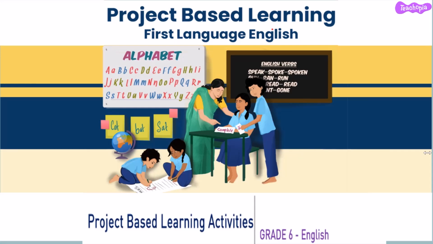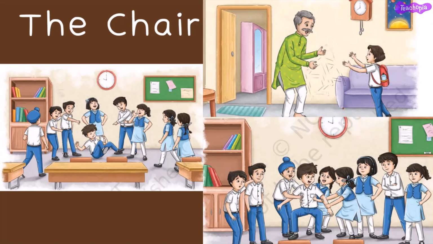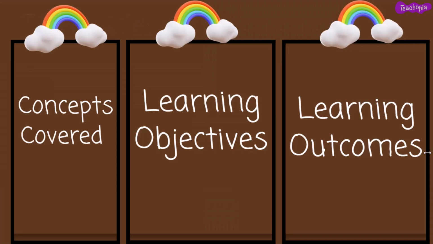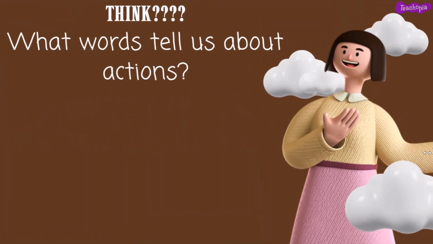The project based learning activities for Grade 6 talk about these particular tools that make a sentence more powerful, and the MTIP Grade 6 Purvi textbook, the chapter The Chair, has covered these concepts. Every PBL has certain components like the concepts covered, learning objectives, and learning outcomes, which is followed by the think question. Here, as we have different tools that we are going to talk about, each tool has a think question throughout this PBL.